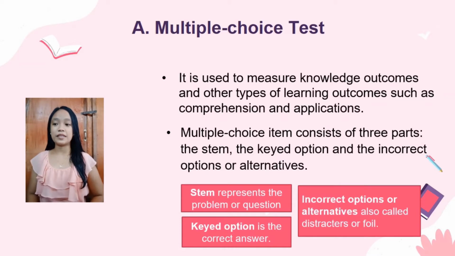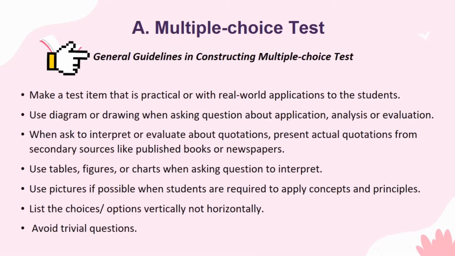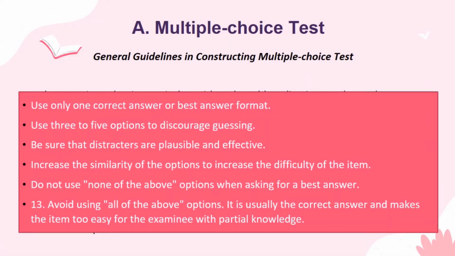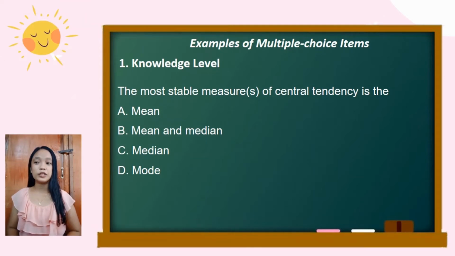Multiple choice items consist of three parts: the stem, the key option, and the incorrect options or the alternatives. The stem represents the problem or question, usually expressed in completion form or question form. The key option is the correct answer, and the incorrect options or alternatives are also called distractors or foils. These are the general guidelines in constructing multiple choice tests. Here are some examples of multiple choice items.